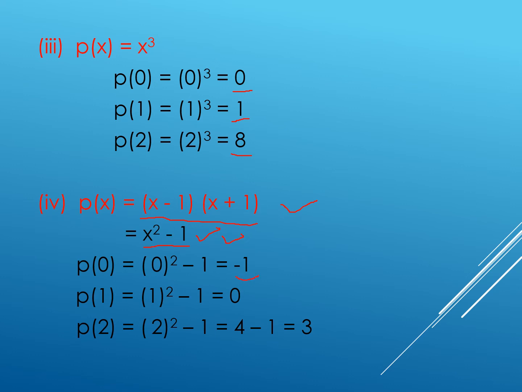For p(1), we have to put the value of the variable x as 1. So 1 square minus 1 is equal to 0. Then p(2) is equal to 2 square minus 1. And after solving, we are getting 3. So the value of the polynomial at 2 is 3.